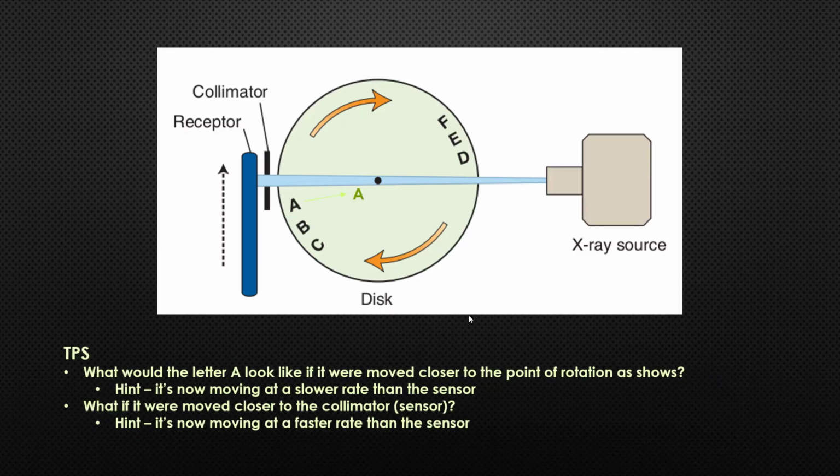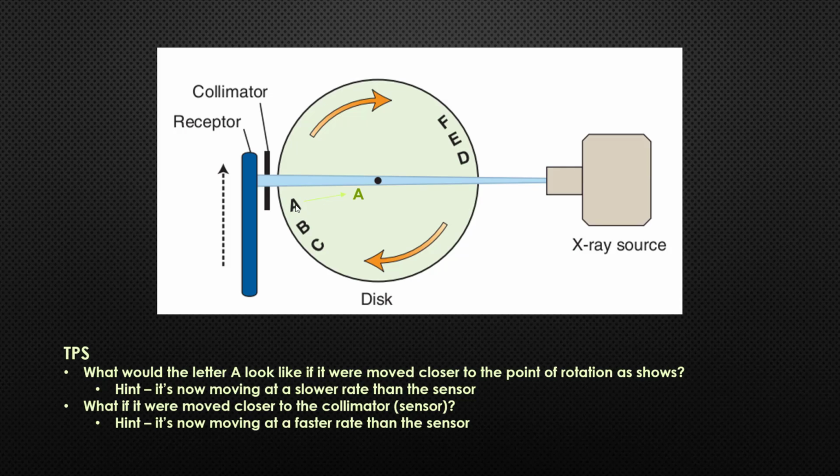So here's a thought question for you. What if you moved A closer to the point of rotation? How fast is it moving relative to the receptor? It's now moving actually slower relative to the receptor, so it's going to be spread out horizontally. This A would look really wide, as it would take a longer time to pass through the X-ray beam as it's going through the collimator into the receptor.